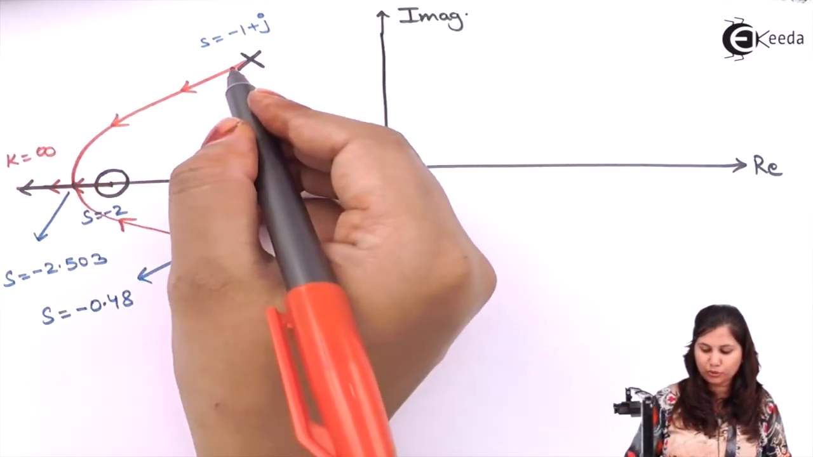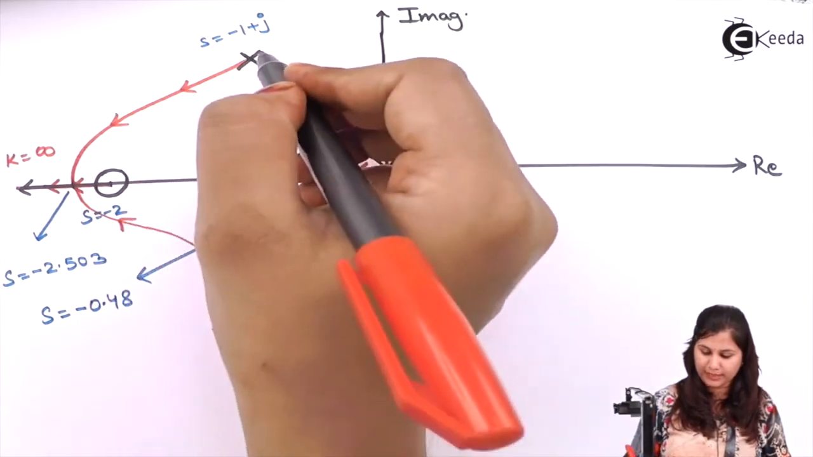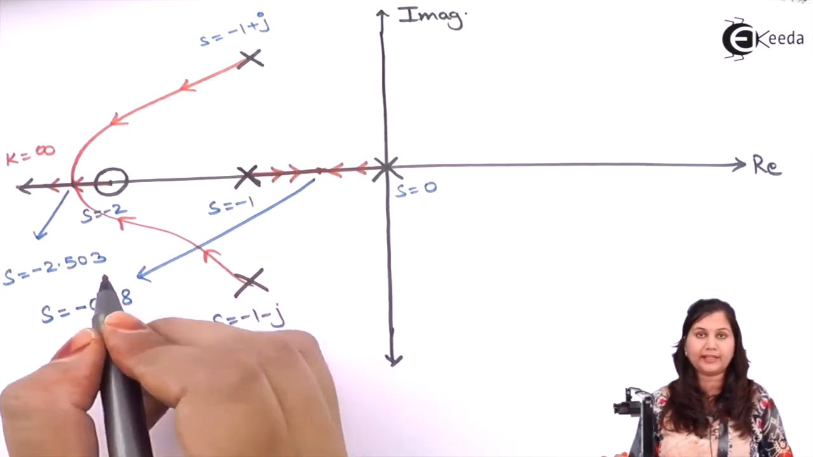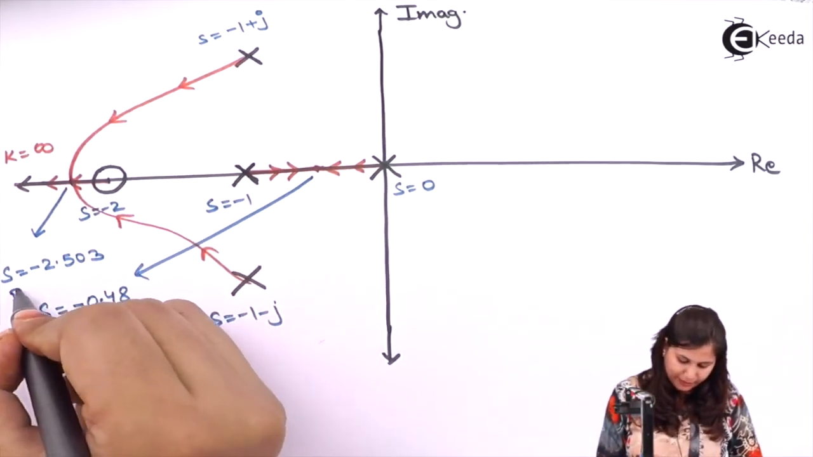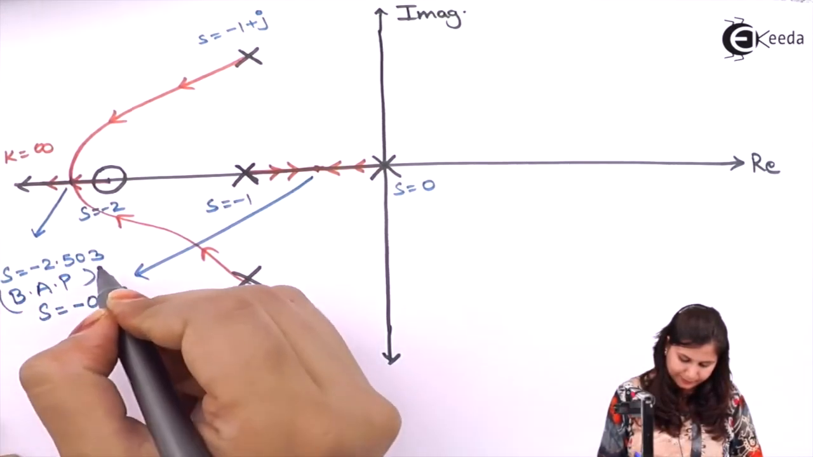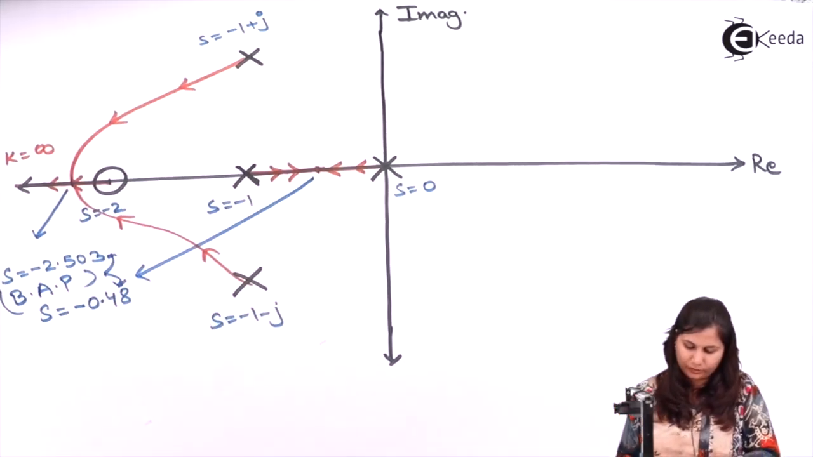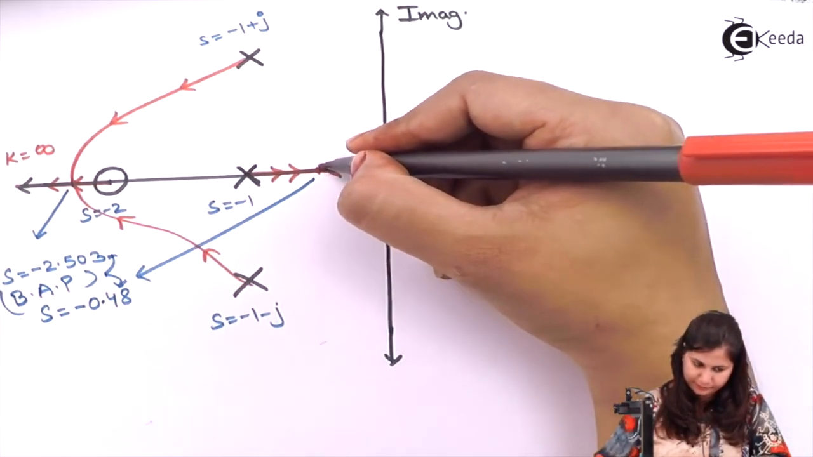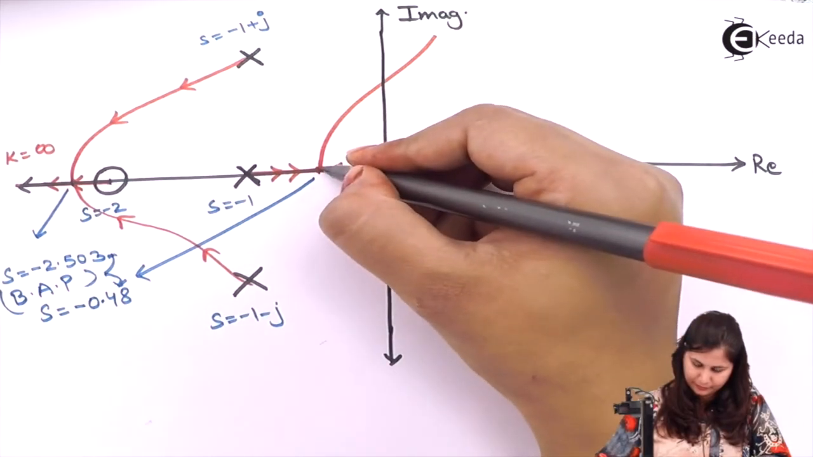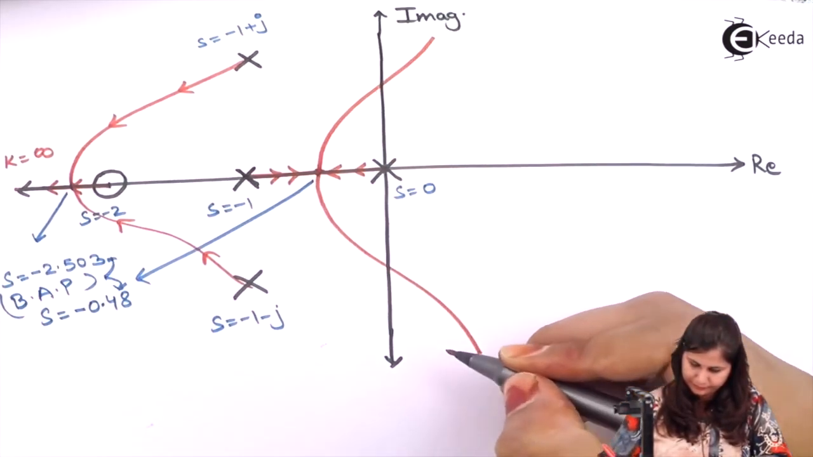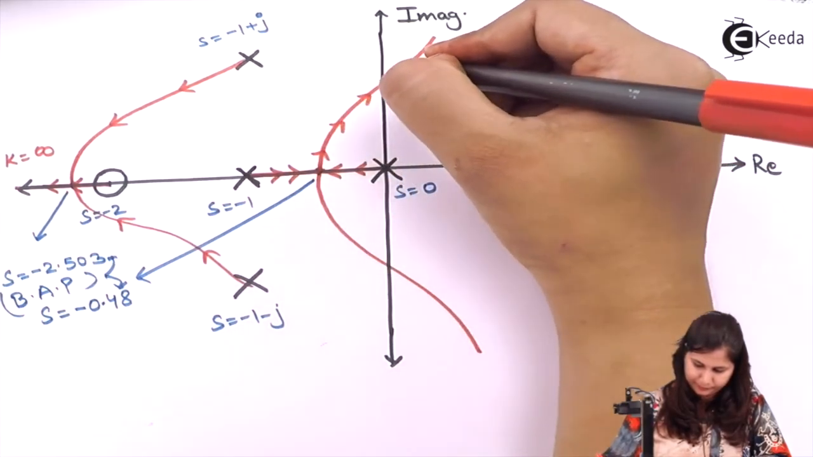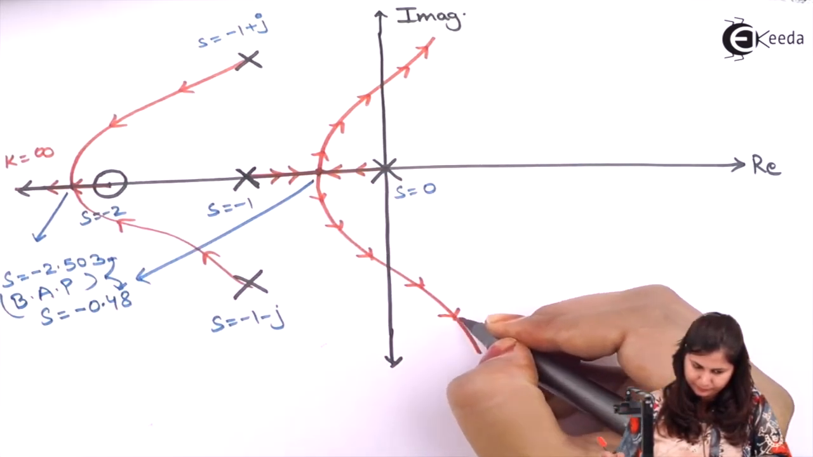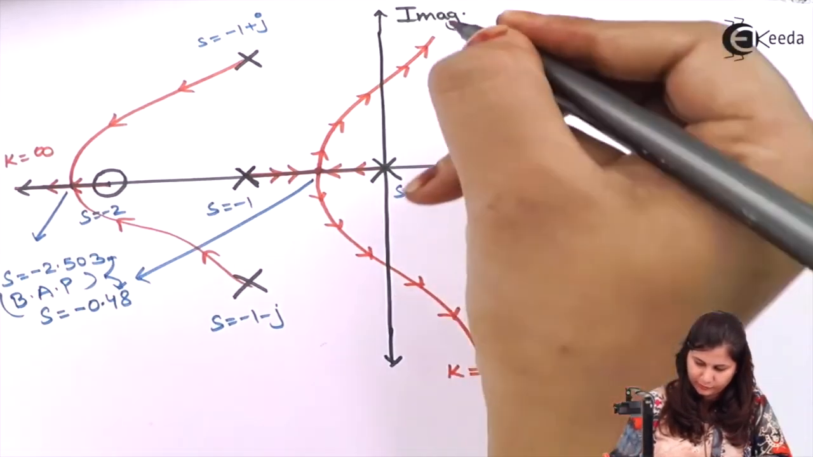The root locus branches due to these two poles start from the poles and go towards infinity. So they meet at this point and this is our another breakaway point. So these two are the breakaway points. Now they are breaking here, so they will go towards k equals to infinity.